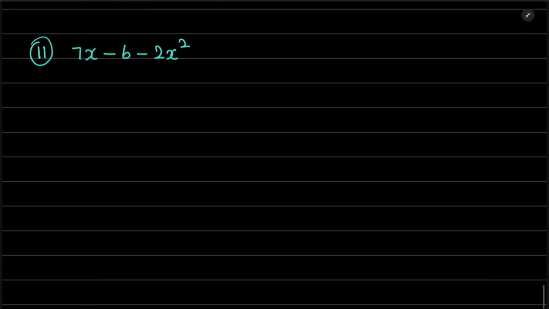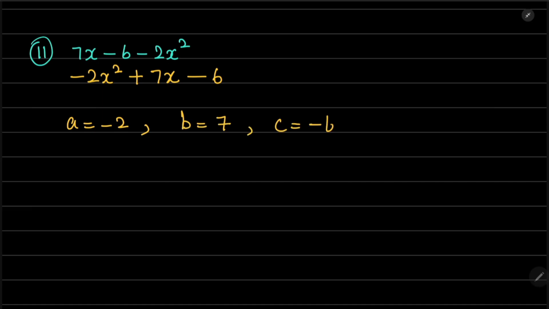So 7x minus 6 minus 2x square. First of all, let us rearrange the terms and write: minus 2x square, then the x term, that is plus 7x, and then the constant, that is minus 6. Now what is a here? A is the coefficient of x square, that is minus 2, b is 7, and c is minus 6. So what should be the sum and the product? The sum is b, that is 7, and the product is a multiplied by c.